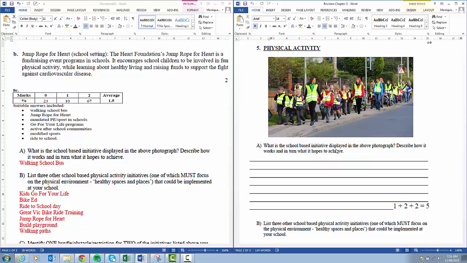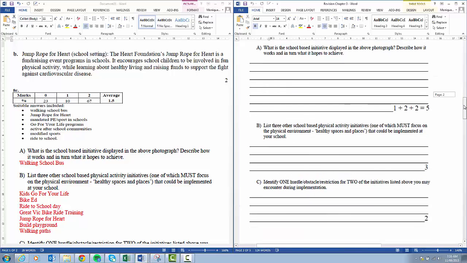It's a good idea to be able to know about that one and Jump Rope for Heart. They'd be the two that I would have a look at. So walking to school bus, and then you need to explain it. List 3 other school-based physical activity initiatives. One which must focus on the physical.